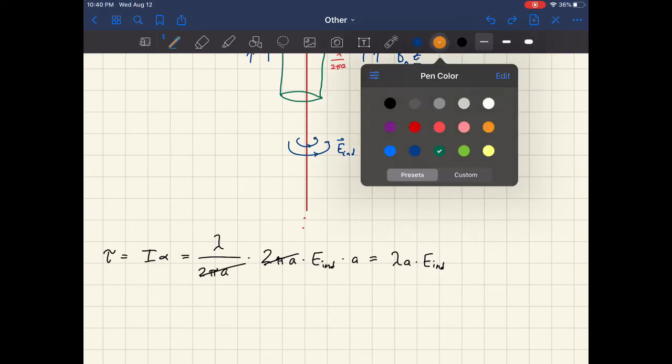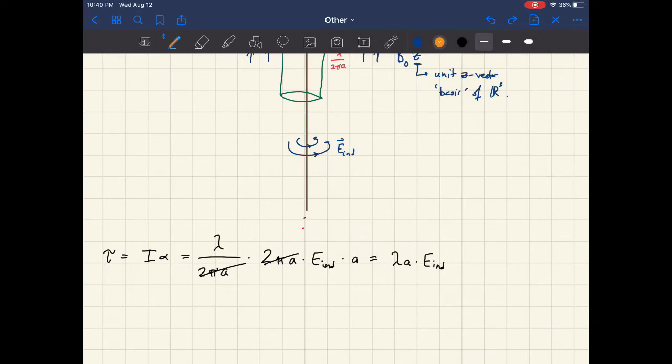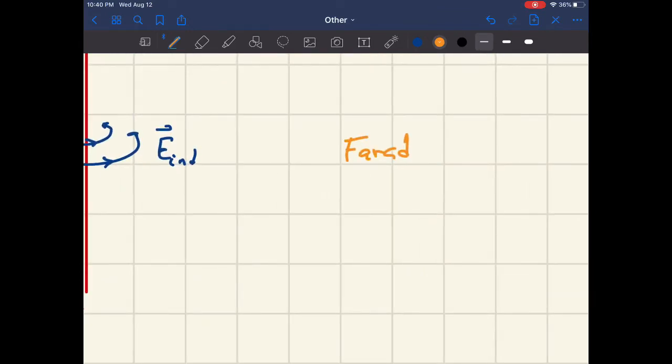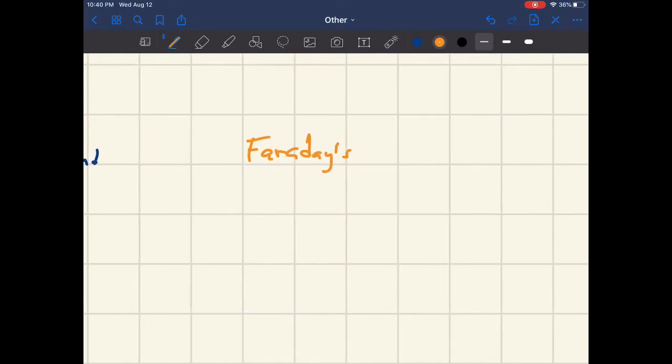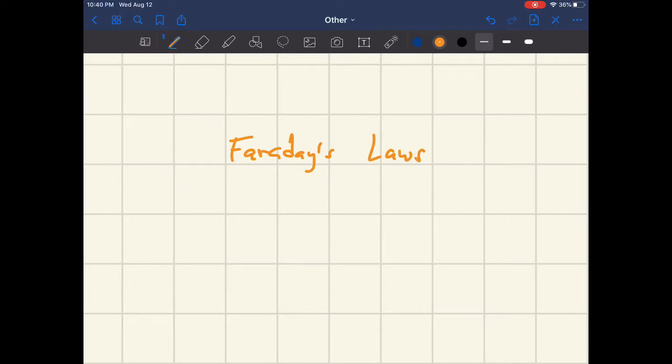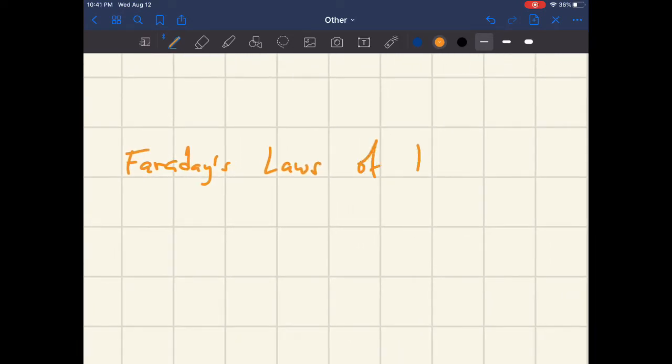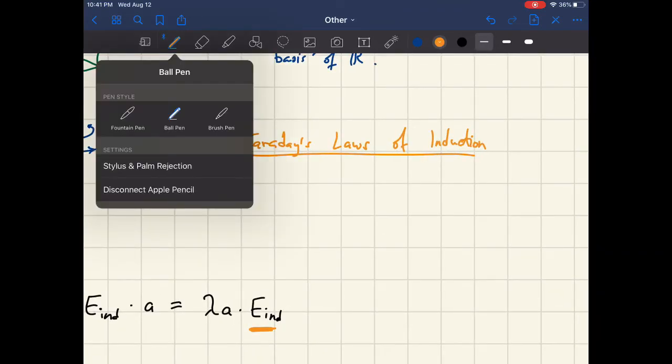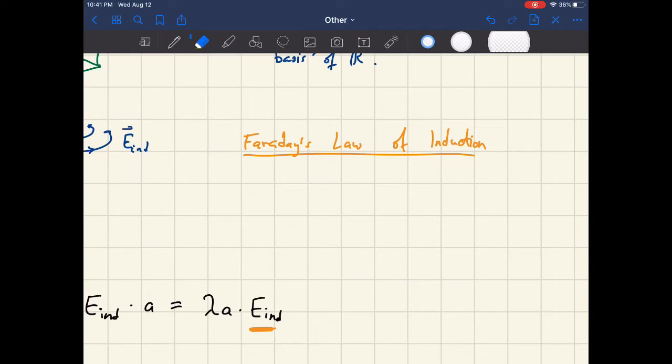The answer to that question is by using Faraday's law of induction. What does this state? Let me zoom in a little bit so I can write a little neater. I'll share these notes in my YouTube description later on, so you guys can check it out. It's Faraday's law of induction, not laws.